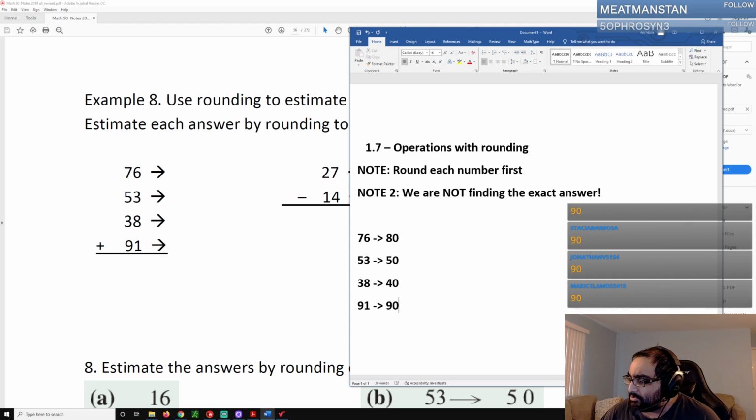Okay, so now all we're going to do is add up these numbers that you see here on the right together. That's all we're going to do. We're going to take 80 plus 50 plus 40 plus 90. And then we're going to get a result here. So let's kind of go down the line here. All right, let's go ahead and see what we get here once we add these together.